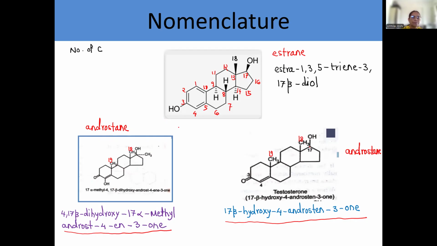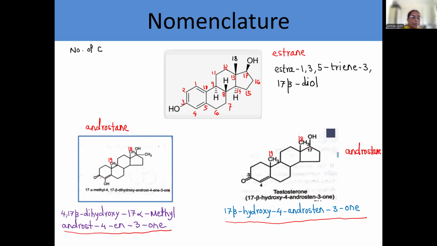Then there are substituents. Remember, you are not to write anything about 18 and 19 methyl groups as substituents, because that is taken care of in the name androstane. Androstane always has carbon number 18 and carbon number 19. So, there is a hydroxy group at 4 and there is a hydroxy group at 17. Now, 4 is attached to sp2 carbon, but 17 is attached to sp3 carbon, and so 17 is pointing upwards. It is a beta. So 4, 17 beta dihydroxy.